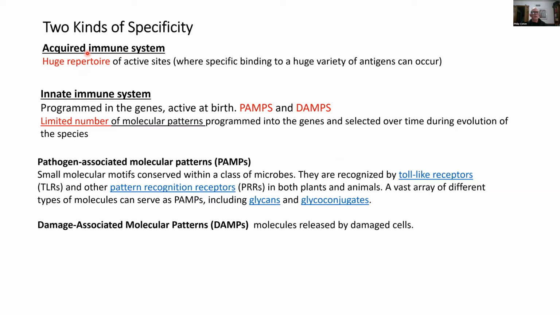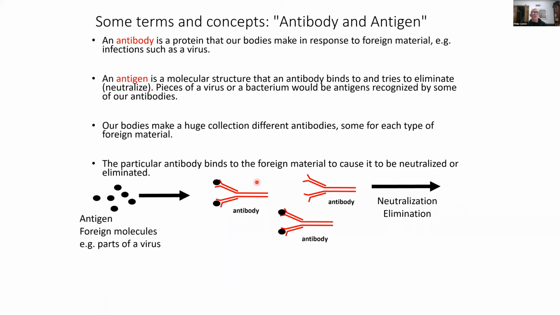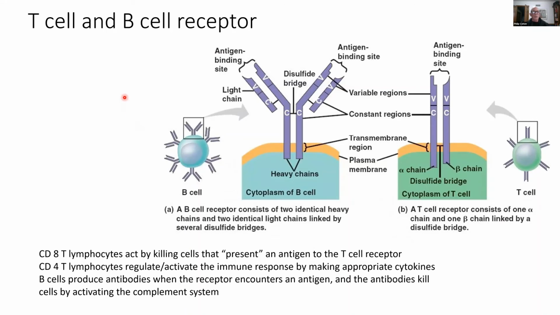Huge repertoire in the acquired immune system, limited repertoire in the innate immune system. And this is just another statement of what antibodies and antigens are. So this is a cartoon representation of the structure of an antibody, which is also a receptor on the surface of a B cell, and also the T cell receptor.